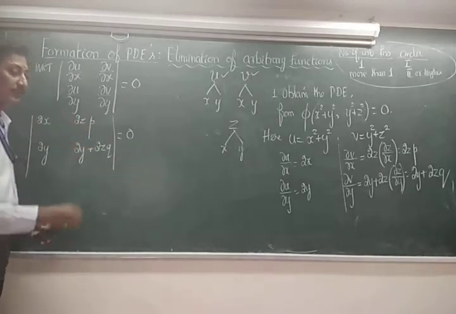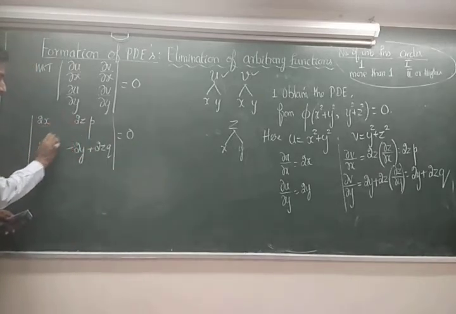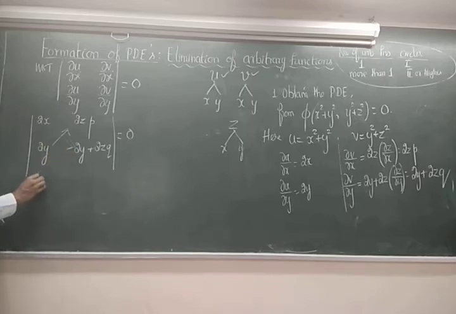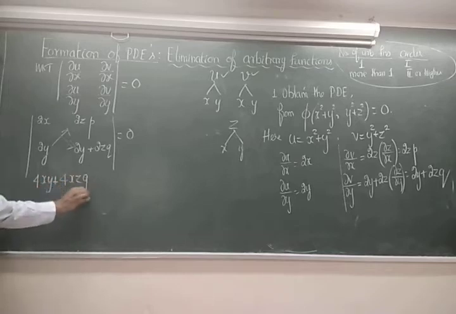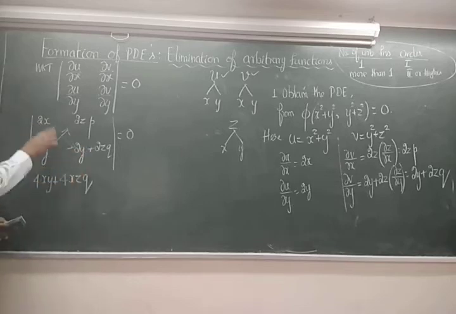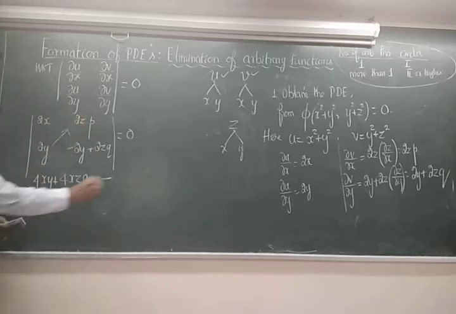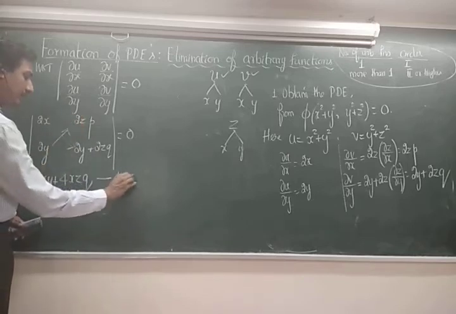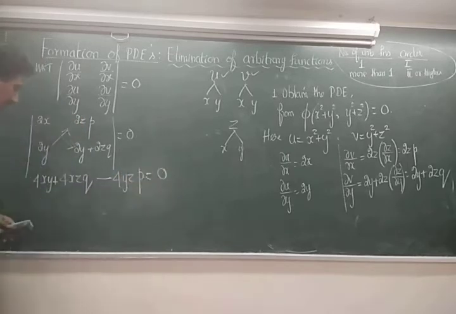Already you know how to expand the 2 by 2 determinant. So cross multiplying diagonal wise: 2x into 2y is 4xy, plus 4xzq, minus 2y into 2zp, it is 4yzp, is equal to 0.